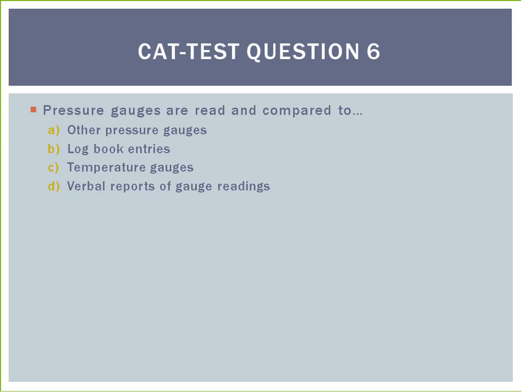CAT test question number 6. Pressure gauges are read and compared to A. Other pressure gauges, B. Logbook entries, C. Temperature gauges, D. Verbal reports of gauge readings. Answer B is the best answer here because the mechanic is looking for trends or changes to previous readings.